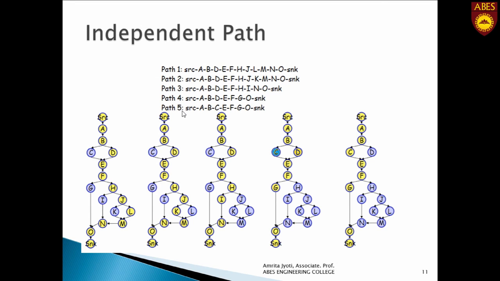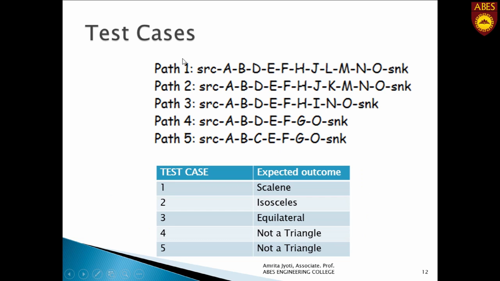Now we have to derive the 5 test cases with respect to these 5 independent paths. Suppose we take the 5 test cases 1, 2, 3, 4, 5. We can take different values of A, B, C of the triangle, the same triangle problem. We will take different values of A, B, C and find these 5 test cases, and the expected outcomes are like this: scalene, isosceles, equilateral, not a triangle, not a triangle.